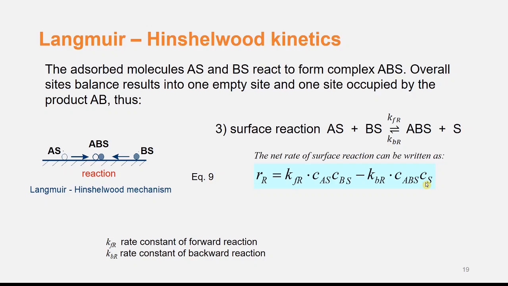In a bimolecular reaction, the rate of reaction depends on the product of the concentrations of both species involved, which makes bimolecular reactions second-order reactions. Remember, when AS reacts with BS to give ABS, it releases one site, so don't forget that CS appears in the reverse rate.